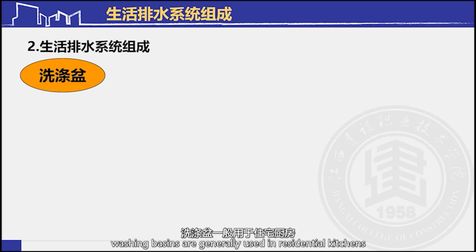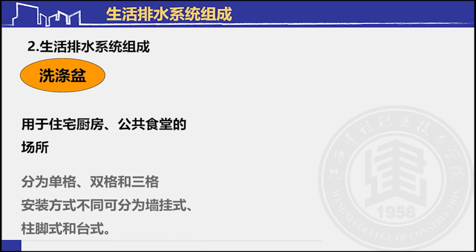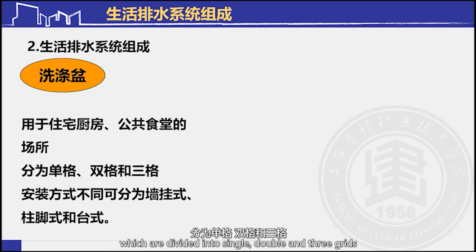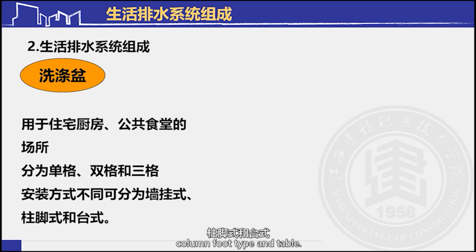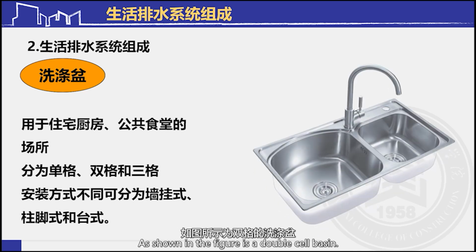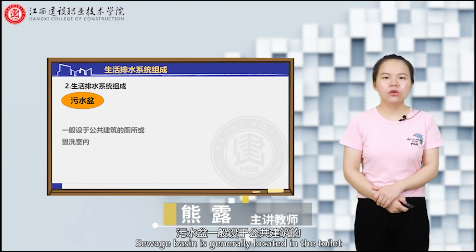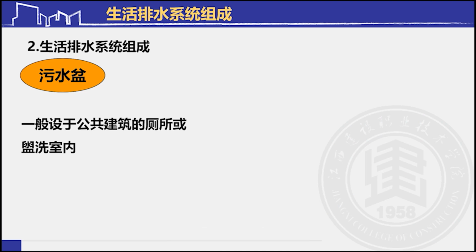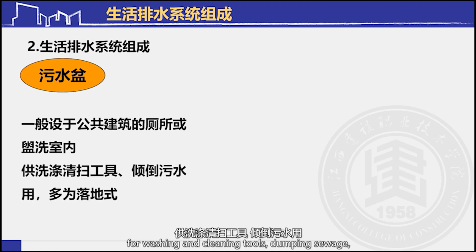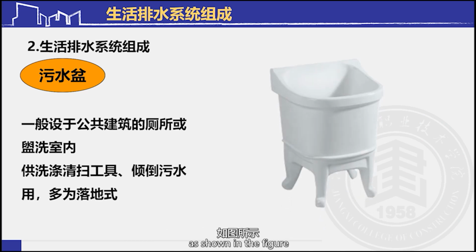Washing basins are generally used in residential kitchens and public canteens, which are divided into single, double, and three grids. Different installation methods can be divided into wall hanging type, column foot type, and table type. As shown in the figure is a double cell basin. Sewage basin is generally located in the toilet or lavatory of public buildings for washing and cleaning tools, dumping sewage. Mostly floor type, as shown in the figure.